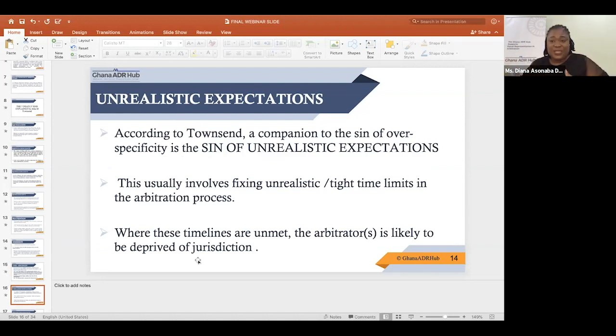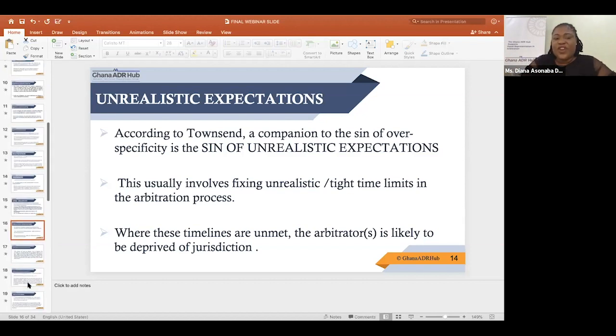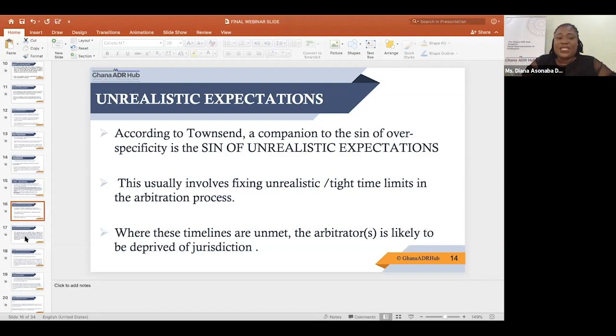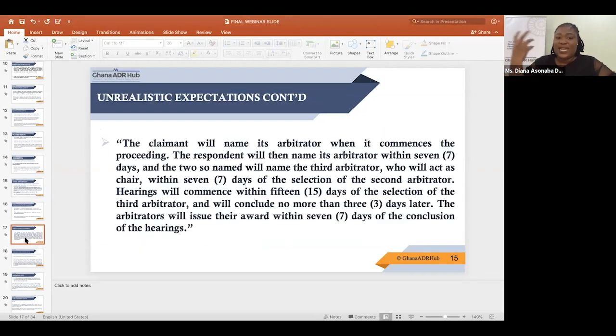Of course, arbitration has been touted in various circles as being cost-effective, as speedy, and so on. And because you want to prove that indeed arbitration is fast and speedy, you set timelines that cannot be met. For instance, you give an arbitrator 7 days to come up with an award after the hearing. So if the 7 days lapse and he's not been able to give an award, does he now not have jurisdiction? So you want to avoid putting the arbitrators, and even the parties, under very tight expectations. Let's look at an example of an arbitration clause which has unrealistic expectations.